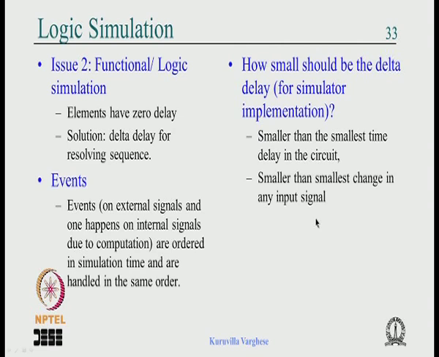Also, you are specifying the input signal to the simulator, which has some resolution. Maybe you are specifying that A changes at 100 nanosecond, then 101 nanosecond and so on. If the minimal resolution you specify for the input is on the order of 1 nanosecond, then definitely the delta also has to be smaller than that. Otherwise, when the events are ordered, the ordering won't be proper, because if delta is 2 nanosecond, then what was supposed to come before 101 nanosecond will not happen. That has to be smaller than the smallest change in the input signal. So that has to be kept in mind.